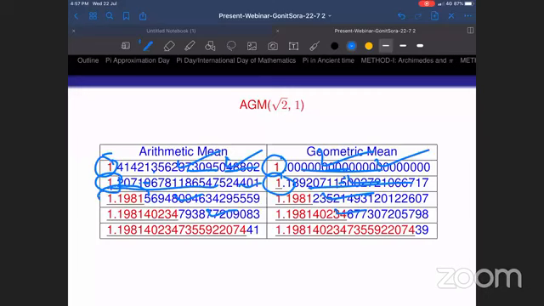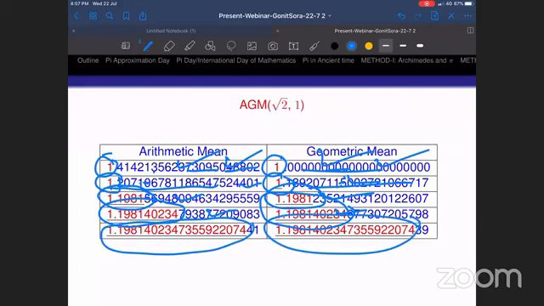For example, here, only consider the red color digits: 1.1981, 1.1981, these are the same. In the next instance, more than 9 digits are the same. And next you see more than 18 are the same, more than twice. This is a very fast converging method.